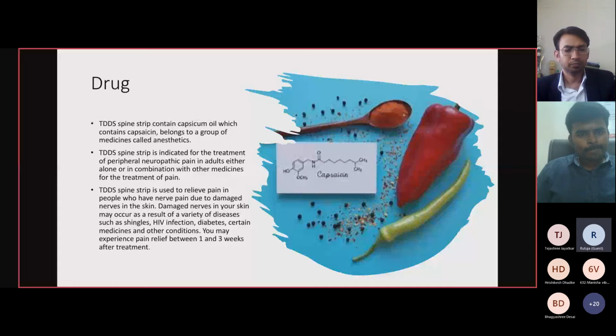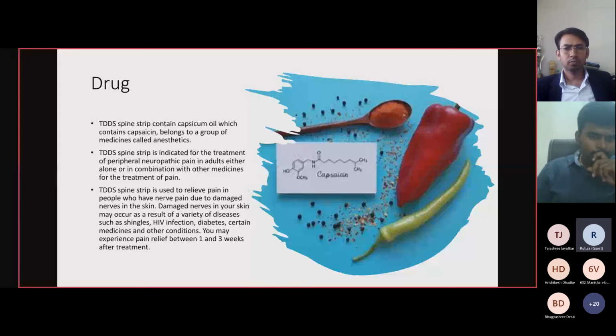This strip is indicated for the treatment of peripheral neuropathic pain in adults, either alone or in combination with other medicines. For the treatment, you can also include other pain relieving oils like garlic oil and other oils which give analgesic activity.